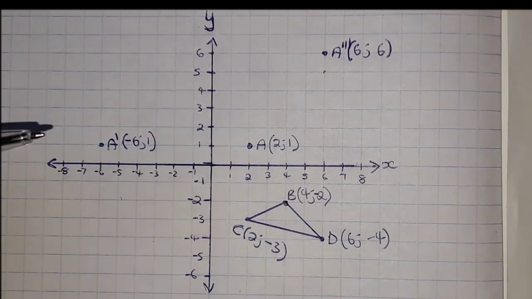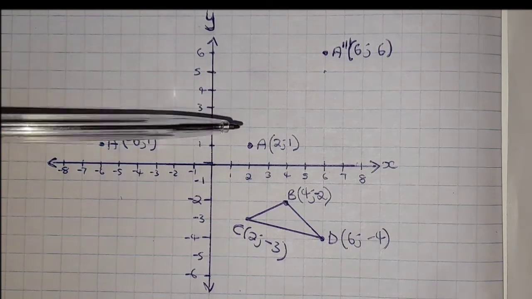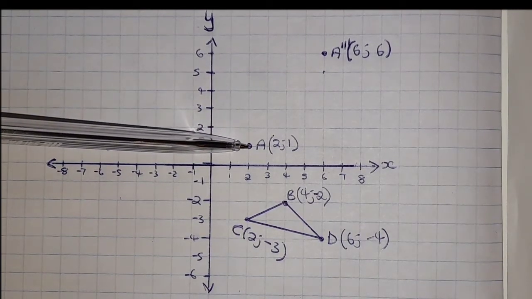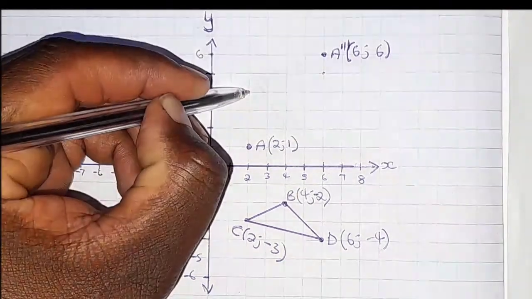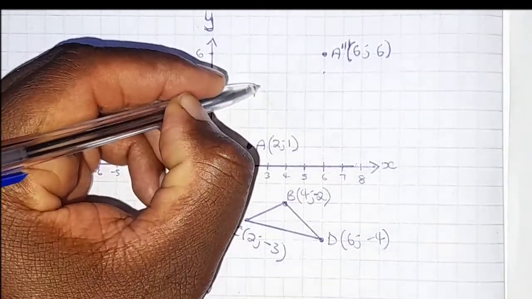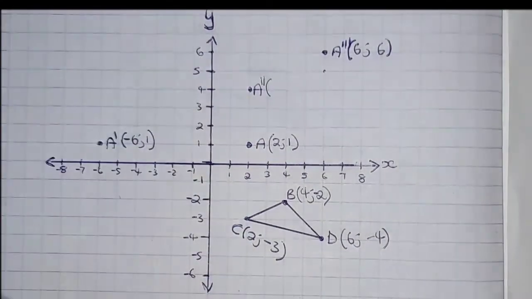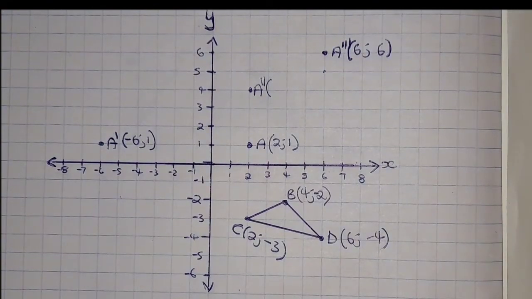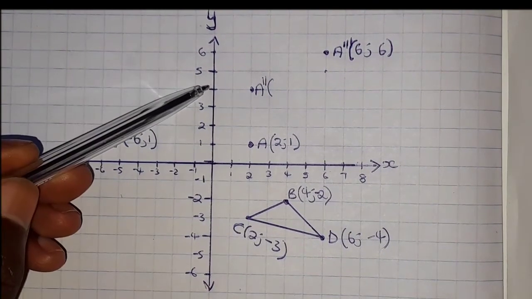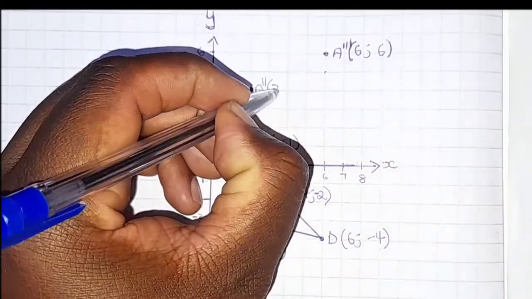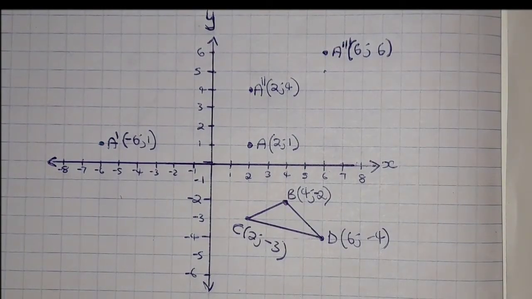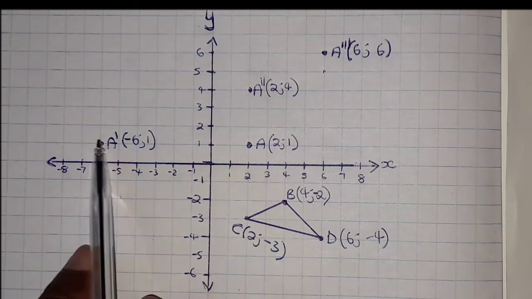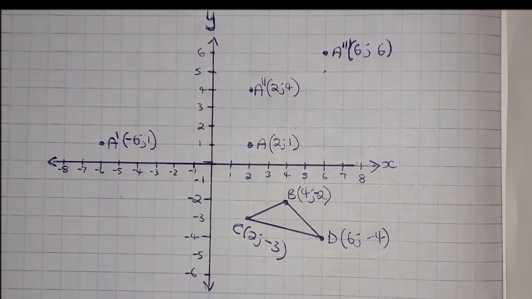How do we do that? It's a matter of counting steps. We are saying translating A 3 steps upwards. So A is here, is 1, 2, 3. So it comes to this point. So this is the second image of A. And what are the coordinates? It's (2, 4). These are the coordinates of the second image of A. This is translation. So we have looked at translation horizontally and then translation vertically.